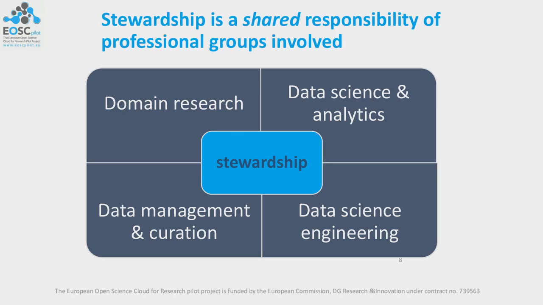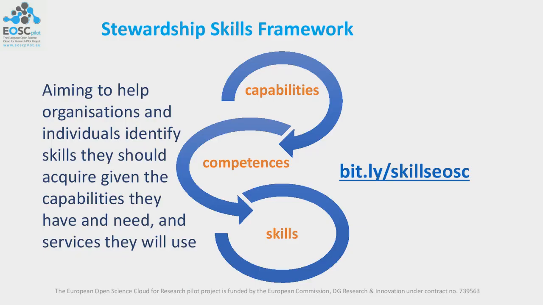Research performing organizations employ a wide range of professional staff to support researchers. Data stewards are becoming established as a professional group, and other groups, including researchers themselves, will need some level of expertise on data stewardship. FAIR for S sees the data steward role as combining a data management or curation function with at least one other role like research or data science engineering.